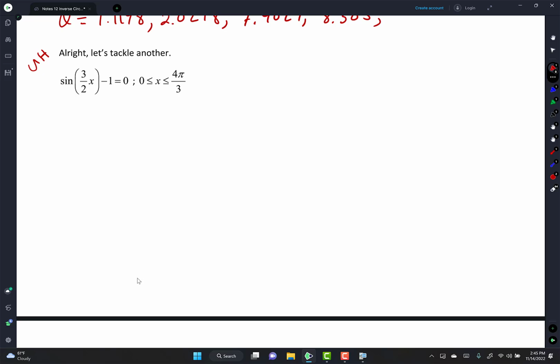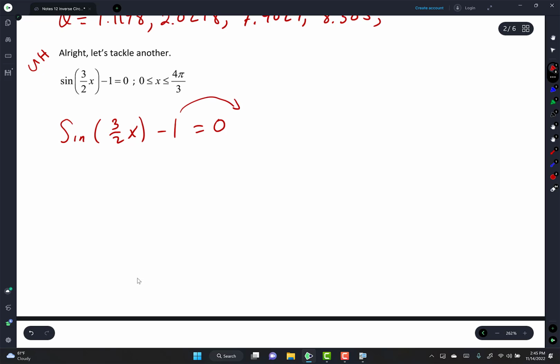I'm solving for x, guys. So let me rewrite the problem. Sine of 3/2 x minus 1 equals 0. So the first thing I want to do is move that 1 to the right. So now I have sine of 3/2 x equals 1. The next thing I want to do is the inverse sine so I can get rid of that sine there. So I'm going to write 3/2 x equals inverse sine of 1 plus 2 pi n.